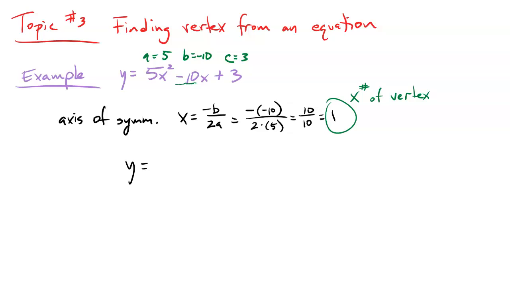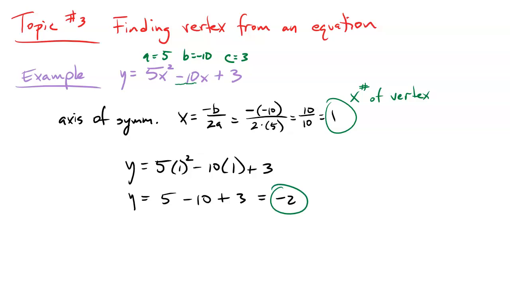Correct. So you take the equation you were given, and then you're going to put the number you just found in place of x. Good. So what do we have? 5 minus 10 plus 3. Negative 5 plus 3 is negative 2. That's going to be the y number.